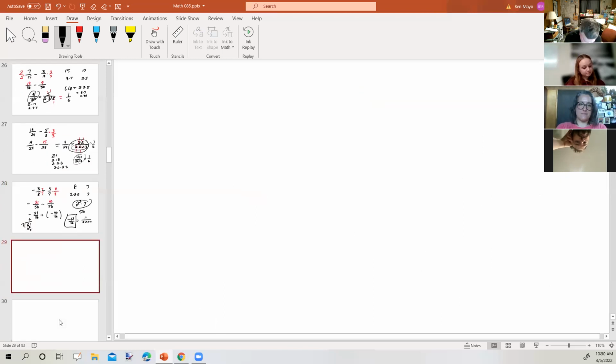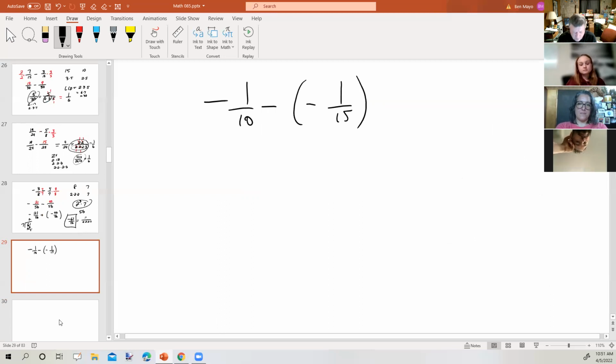All right, so -1/10 minus -1/15. Two things I need to do here. I need to get a common denominator, and I need to get rid of that double negative. I'm going to go ahead and get rid of the double negative first this time. Subtracting a negative is like adding a positive. So this would become -1/10 plus 1/15. We okay so far?